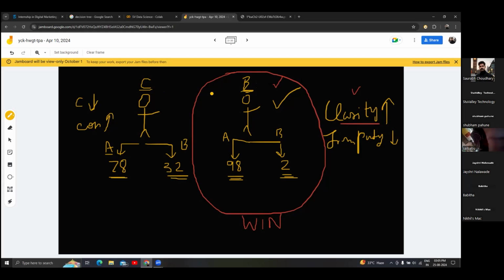B, yes. So basically you can see there is a lot of clarity in the audience, right? There is a lot of clarity in the democracy. 98% are very clear with their decisions, right? That's why clarity is very high, and the impurity of this party is very low. Impurity means there is no confusion, right? So this is called Gini impurity.